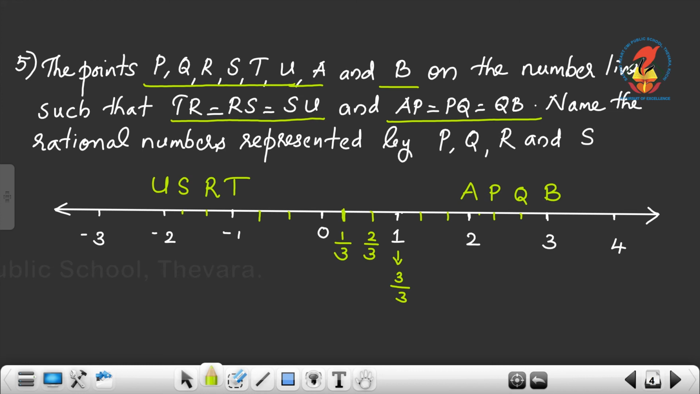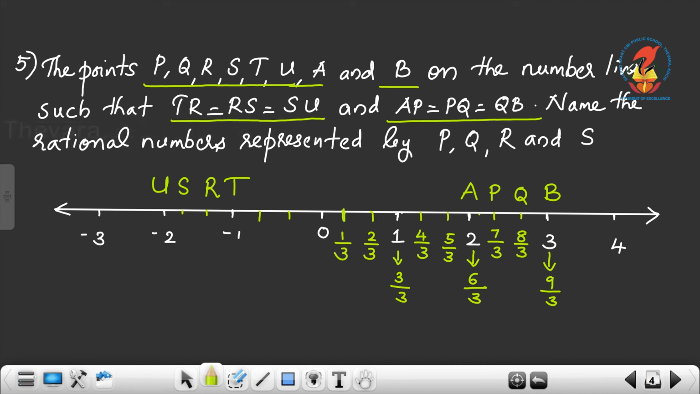So what about the other part then? If it is 3 by 3, the next one is 4 by 3. The next point represents 5 by 3. Then 2 we can represent by 6 by 3. What is 6 by 3? 6 by 3 is 2. Then the next is 7 by 3 and 8 by 3. And what is meant by 3? 3 is 9 by 3. 9 by 3 is 3 itself. Therefore, the point P represents the rational number 7 by 3 and the point Q represents the rational number 8 by 3. So all these are positive rational numbers.